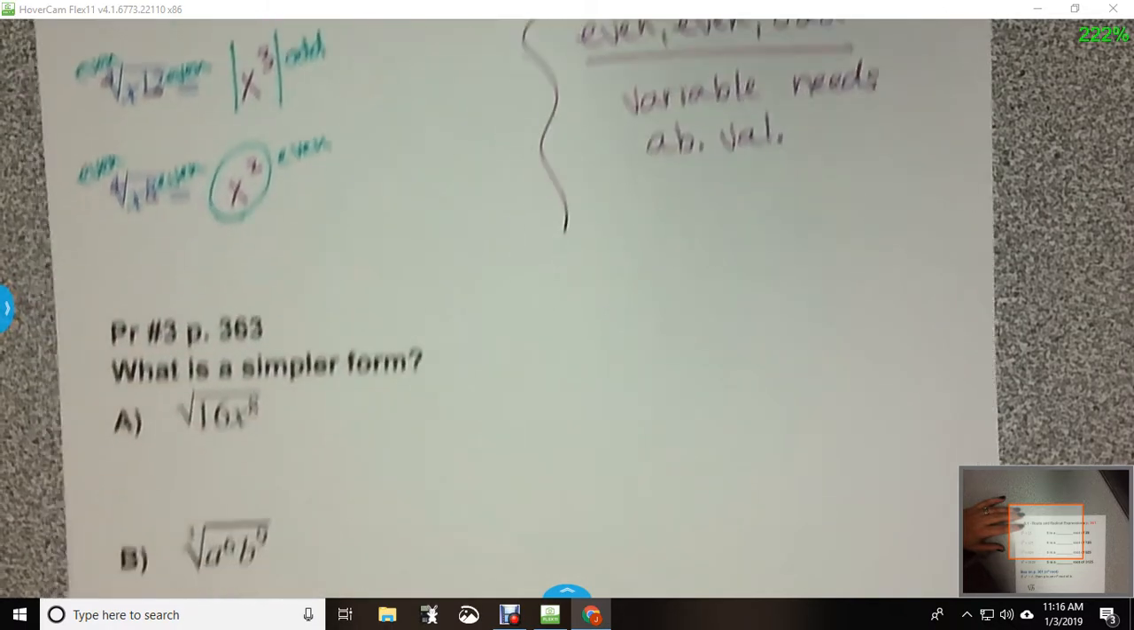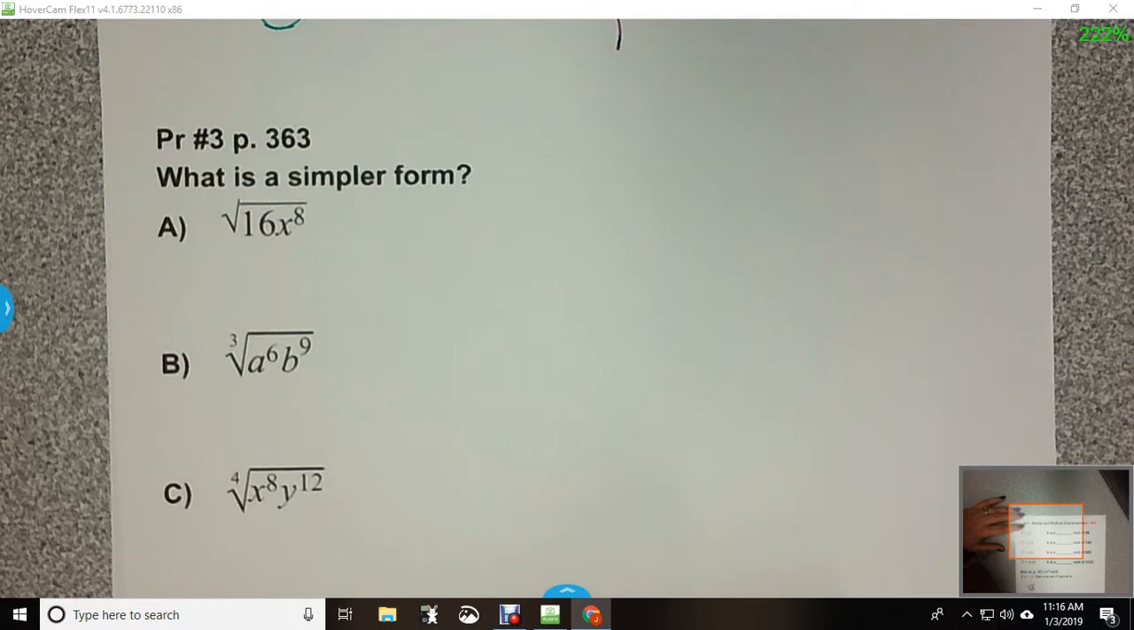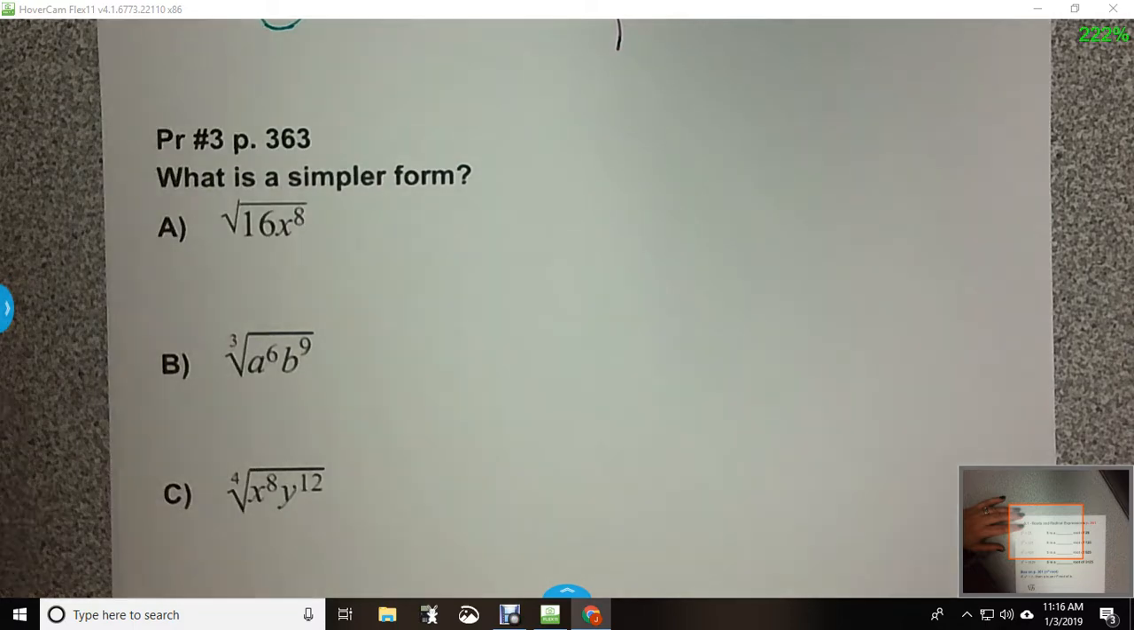So now here are the examples that your book gives you. Okay, we're going to do these 3 together, and then I'm going to give you 3 to try on your own, and then we'll check back in and see how you did.